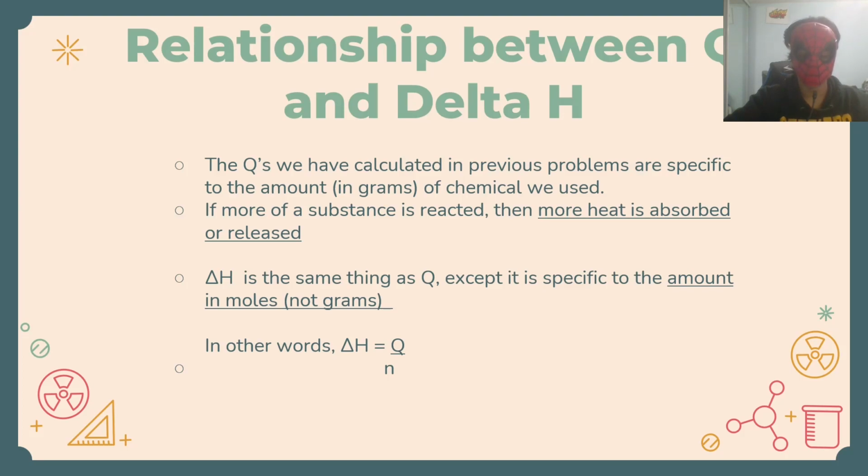In other words, the relationship between Q and delta H is given by the equation delta H is equal to Q over N, where N is the number of moles. It is important to understand the relationship between Q and delta H, as it allows us to make comparisons between different reactions and to understand the energy changes on a molar basis.